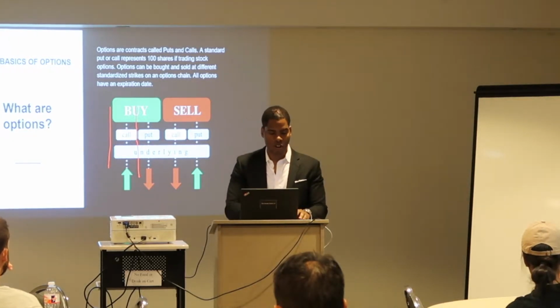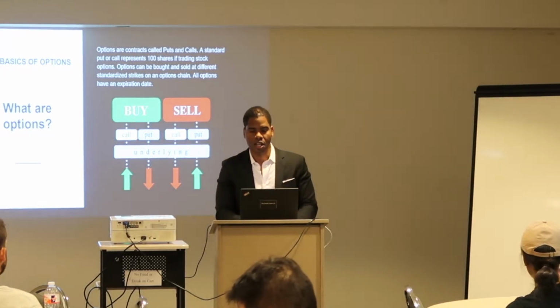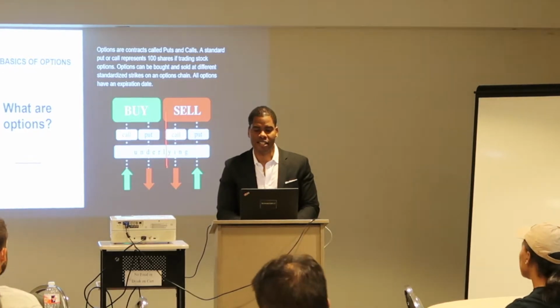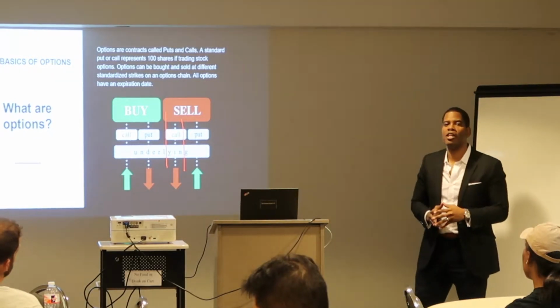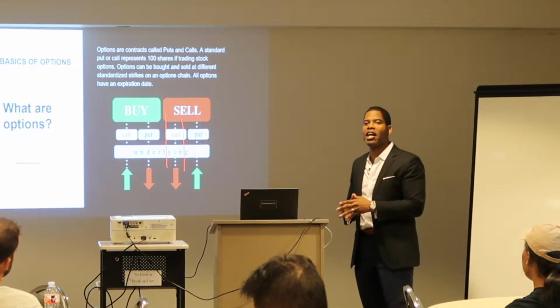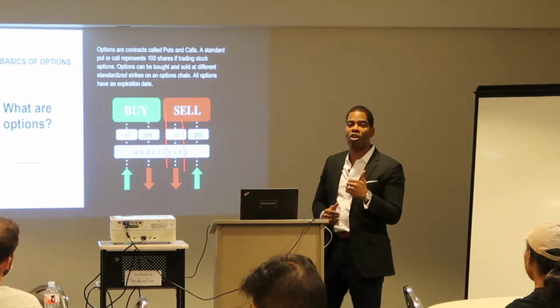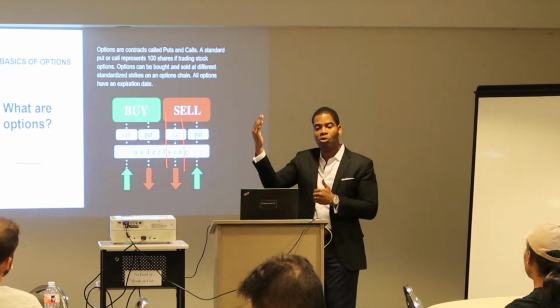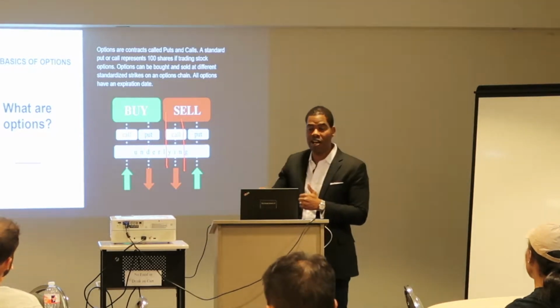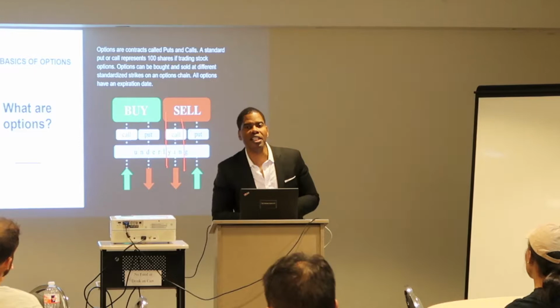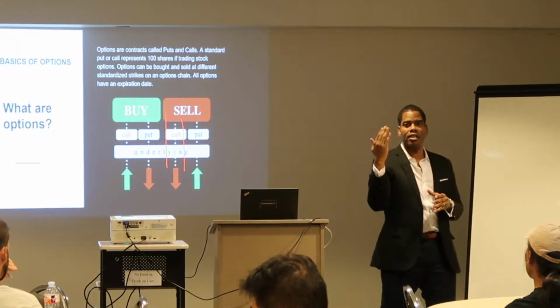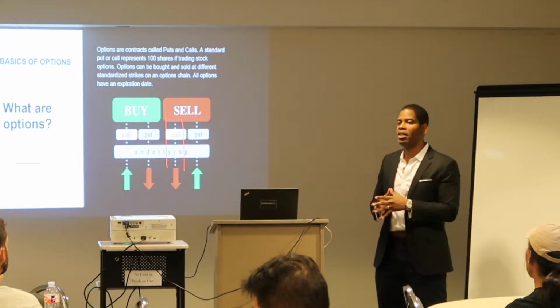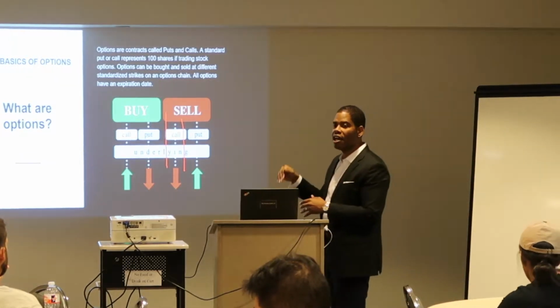If you sell a call, what are you? What is this chart telling us? If you sell a call, you are what? Bearish. You're bearish, correct. You want it to go down. So it's the opposite of buying a call. When you buy a call, you want it to go up. When you sell a call, you want it to go down. When you sell a put, you are bullish. You want it to go up. Once again, it's the opposite of buying a put. You buy a put, you want it to go down.